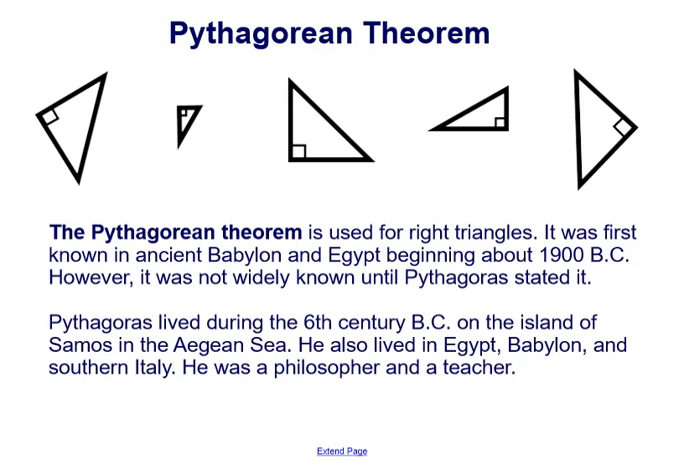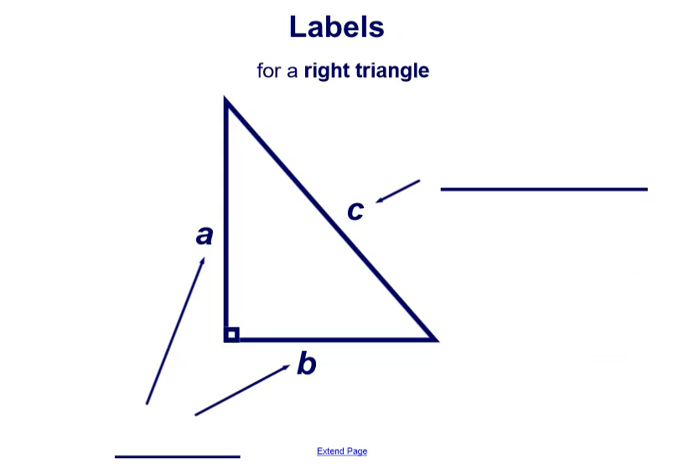So because the Pythagorean theorem is used for right triangles, let's break down a right triangle and make sure we know all the different parts. So here is a right triangle, and we can see that we're labeling the sides A, B, and C, and we have our right angle marked, our 90-degree angle marked with a square. That's how we'll know it's a right triangle.